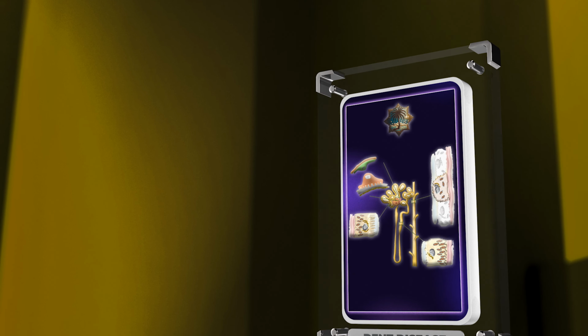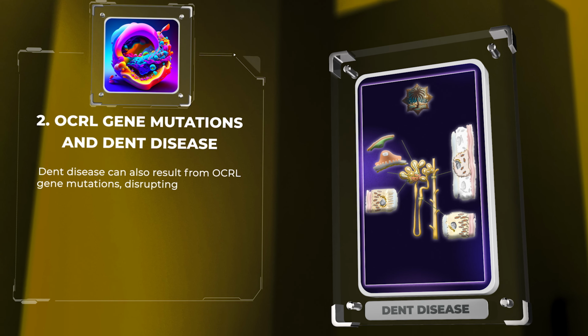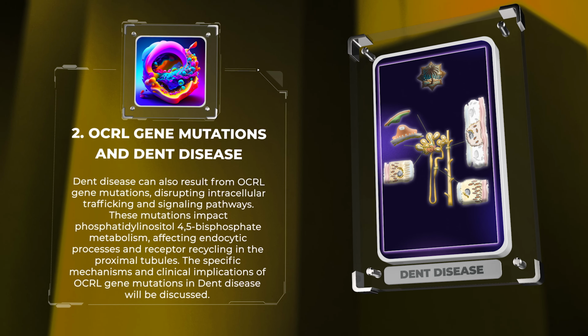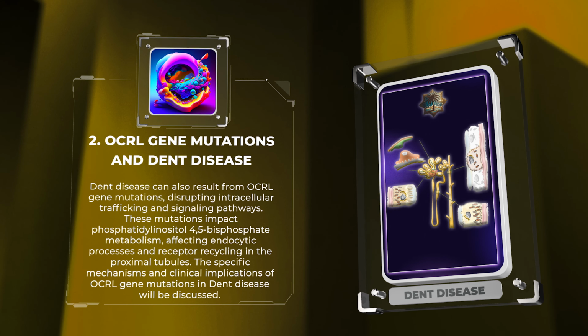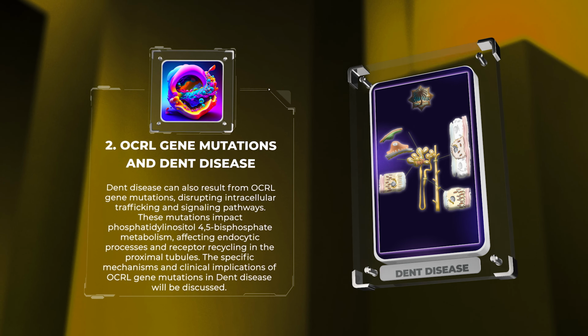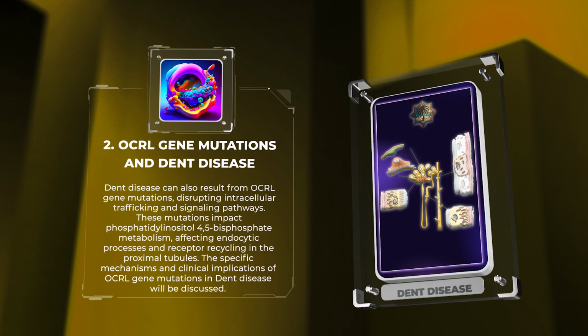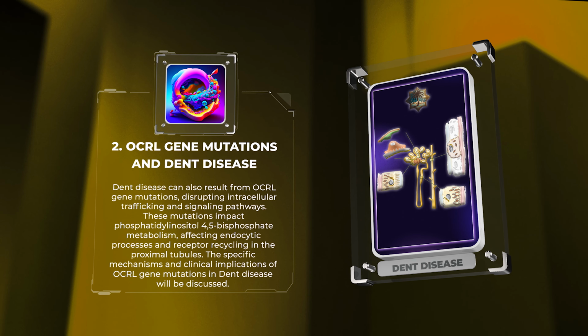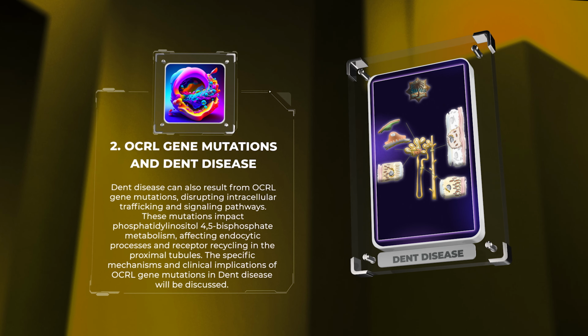Dent disease can also result from OCRL gene mutations, disrupting intracellular trafficking and signaling pathways. These mutations impact phosphatidylinositol 4,5-bisphosphate metabolism, affecting endocytic processes and receptor recycling in the proximal tubules. The specific mechanisms and clinical implications of OCRL gene mutations in Dent disease will be discussed.